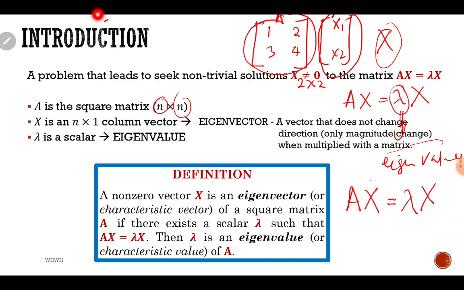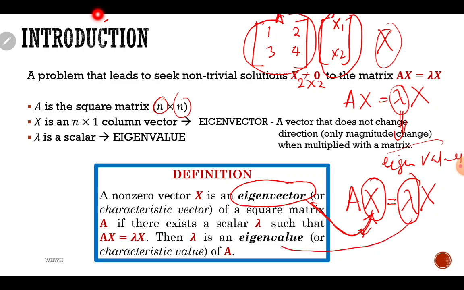So matrix X ni apa? Matrix X ni lah yang kita kata sebagai eigenvector. Okay, matrix X ni dah adalah kita punya eigenvector. And what is this lambda? Lambda ni adalah our eigenvalues.